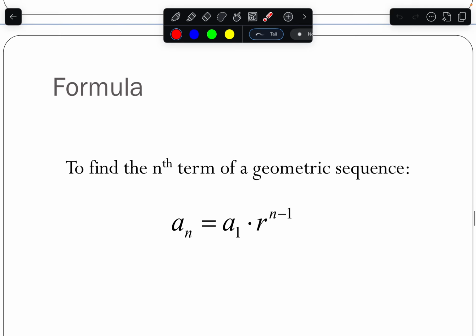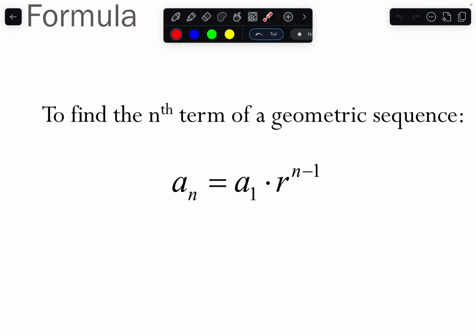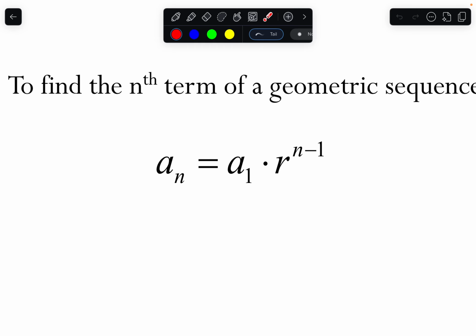Okay. So what is our explicit formula for a geometric sequence? This is a good one to highlight. You're going to be using this quite a bit. A sub n, the nth term of any geometric sequence, is a sub 1 times r to the n minus 1 power. So similar to arithmetic, where you take the first term and add n minus 1 common differences, here you are multiplying the very first term by n minus 1 common ratios.